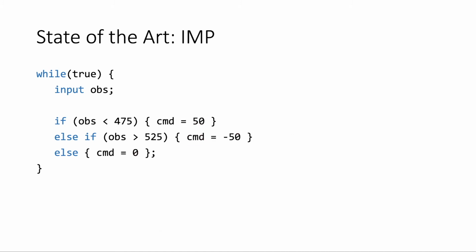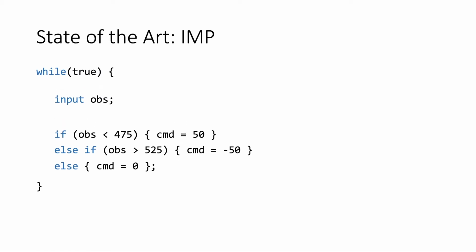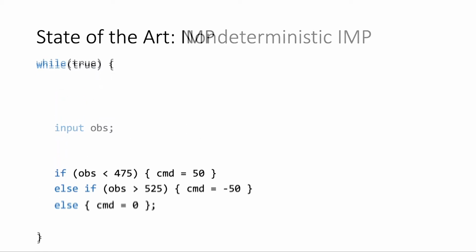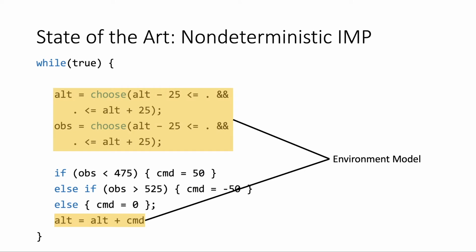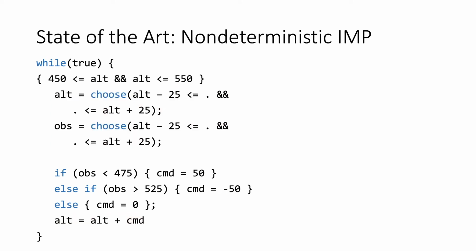So now, in order to reason about this program, we have to develop an environment model. So the environment model that we're going to be using consists of these 3 lines of code that I've written here. And at this point, I also want to add a correctness condition. The correctness condition is going to be in the form of a loop invariant. And what this loop invariant says is that the variable alt, which represents our true altitude, is between 450 and 550. So this tells us that we're 500 feet above the ground, plus or minus 50 feet. So that's a nice, safe altitude that ensures we won't crash into anything.